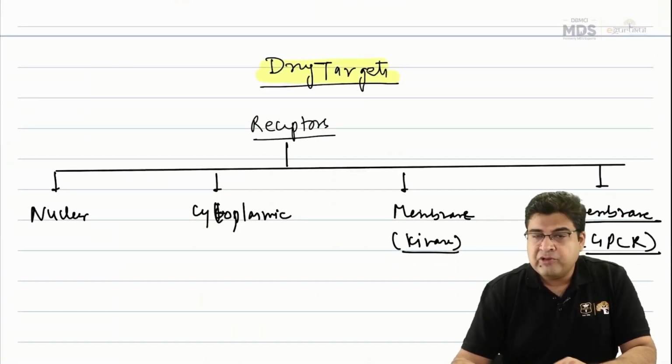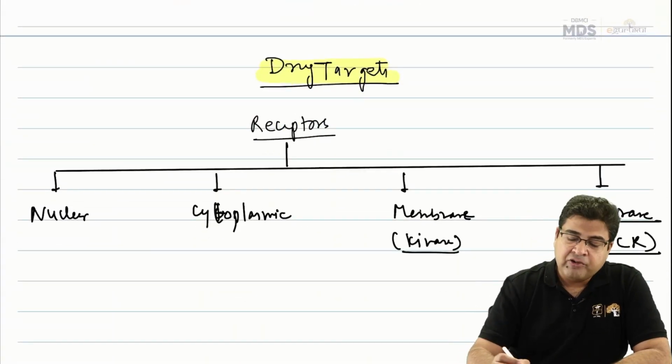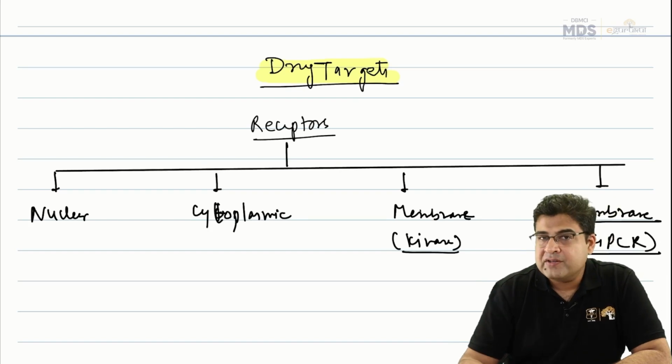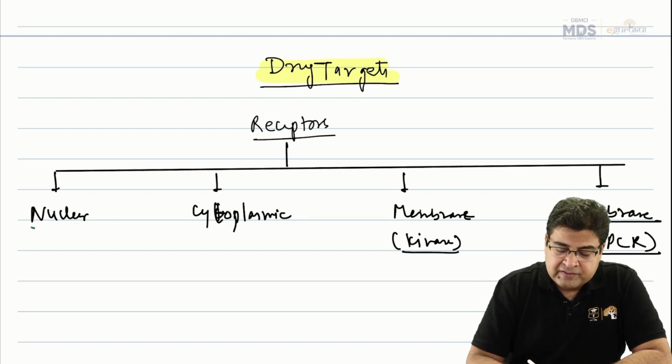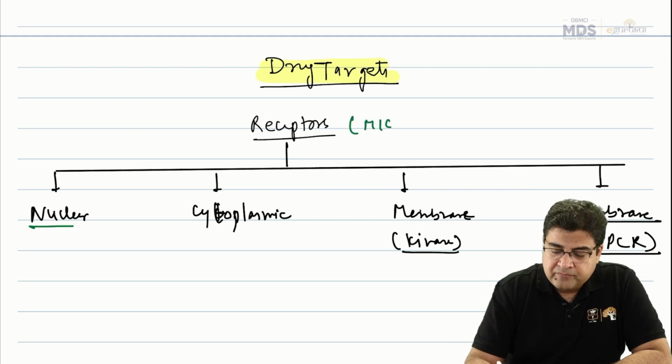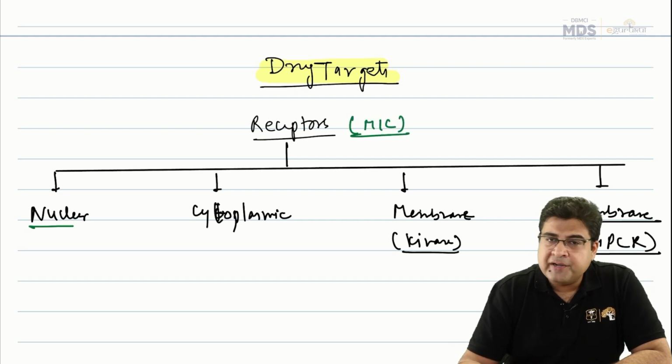Now, after this drug distribution, the drug has different types of targets. So the drug will go and bind to the different types of targets. We can classify medicine targets into 4 groups. The receptor is the most common target of the medicine.